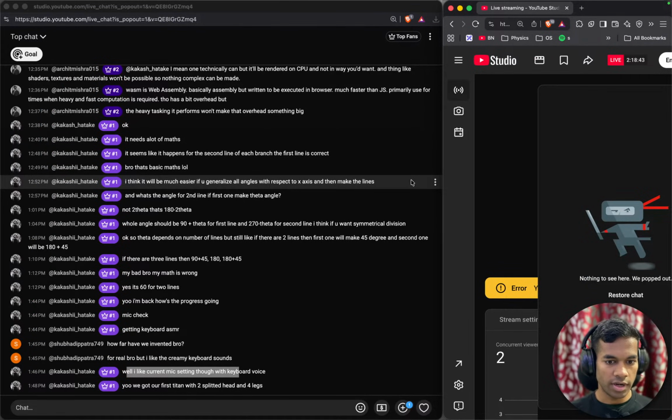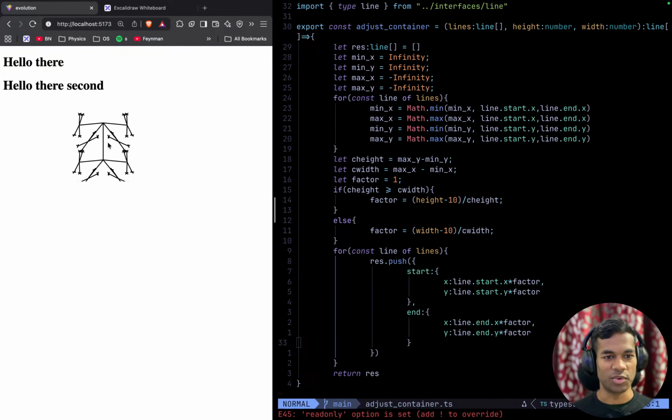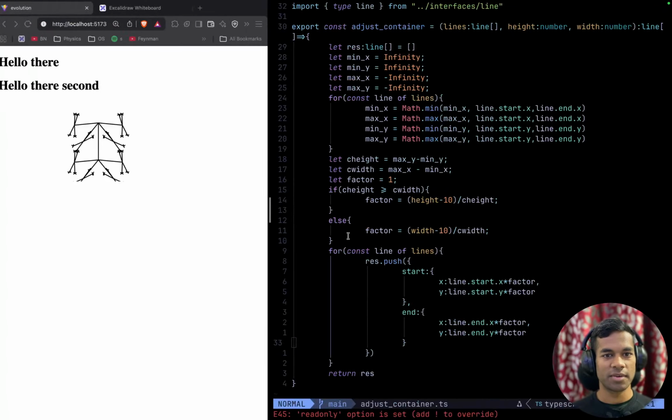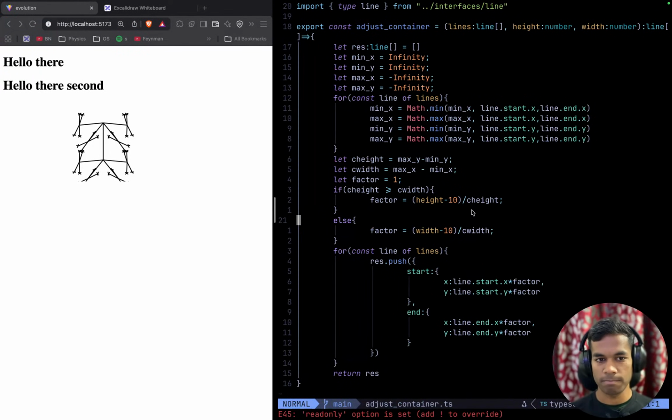We got our first titan with two squatted heads and four legs. Yes, that looks like a titan. Beast titan.